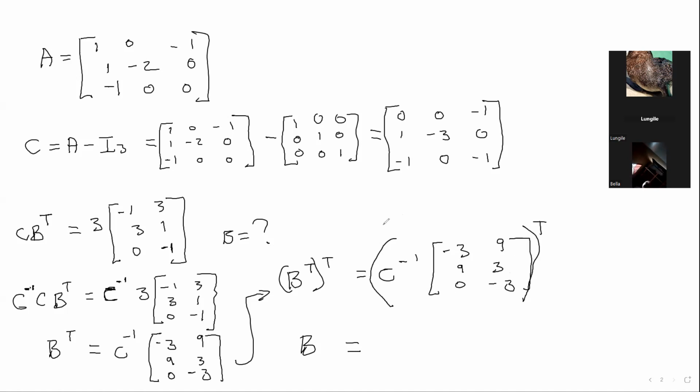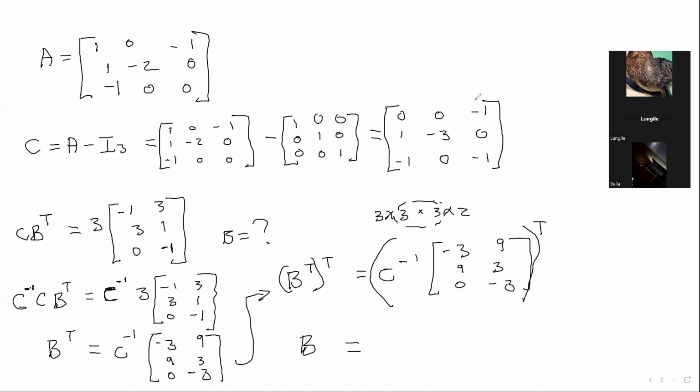Let's just first check if it's possible. The inverse of this would be 3 by 3, right? Then we are multiplying it by 1, 2, 3, 3 by 2. So it's possible because the two are the same.